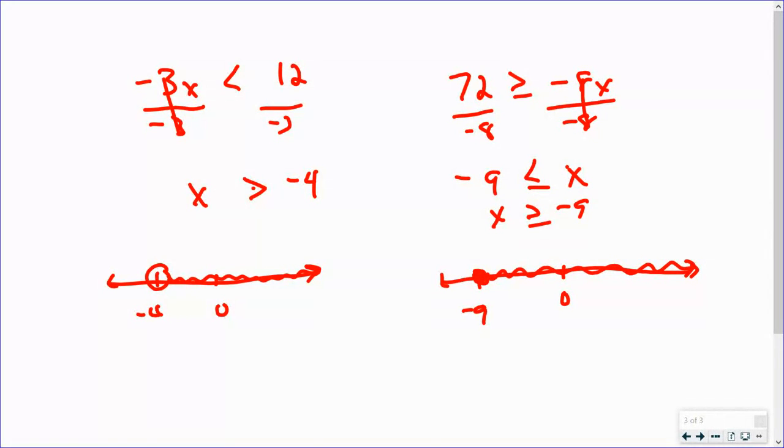Now this is the trick. That's the thing with this. This is an easy mistake that's made. Make sure that whenever you multiply or divide by a negative number, the inequality symbol flips. Other than that, same type of problem. Okay, that's it for today.